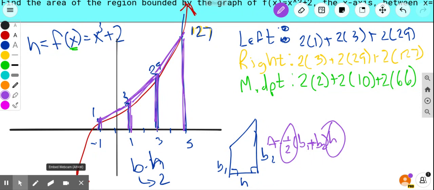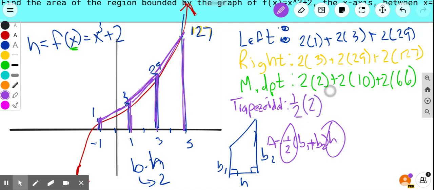So it's going to be 1/2 times 2, because the height is 2, and all I'm going to write inside the brackets are going to be the sum of the two bases. So let's get cracking.